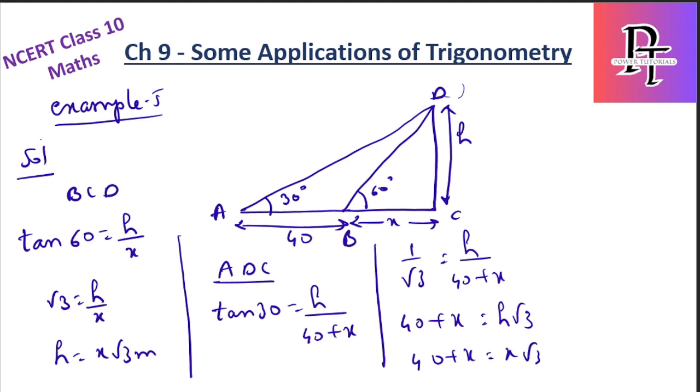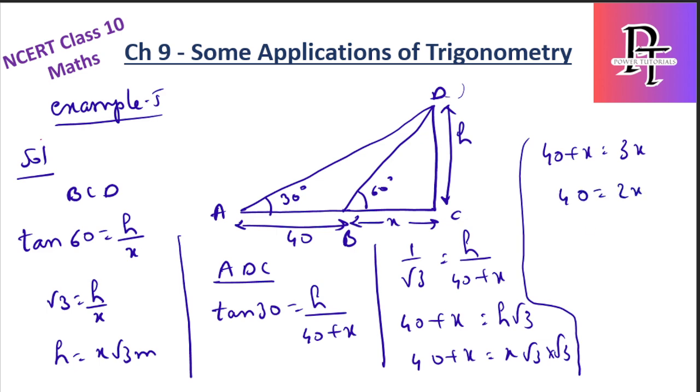So x root 3 into root 3. So 40 plus x is equal to 3x. So 40 is equal to 2x. x is equal to 20 meters. x is 20. But what they're asking is the h value. So h becomes x root 3, which is 20 root 3 meters. Okay. We got the height of the tower, which is 20 root 3 meters.